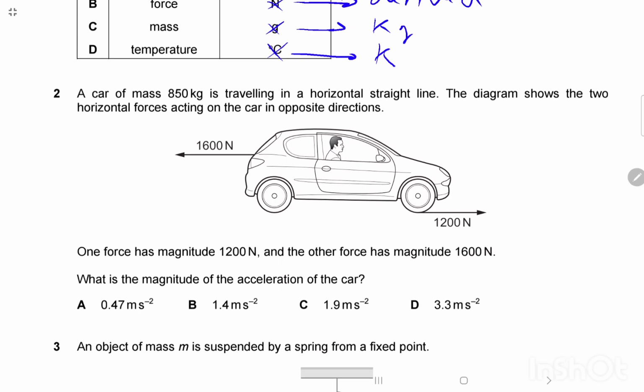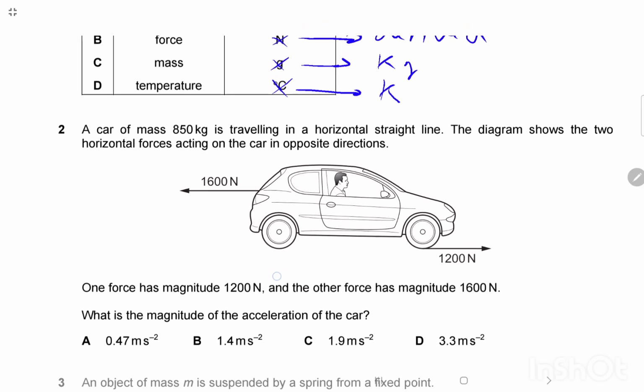Question 2. A car of mass 850 is traveling in a horizontal straight line. The diagram shows the two horizontal forces acting on the car in opposite directions. One force has magnitude 1200 newtons and the other force has magnitude 1600 newtons. What's the magnitude of the acceleration of the car?